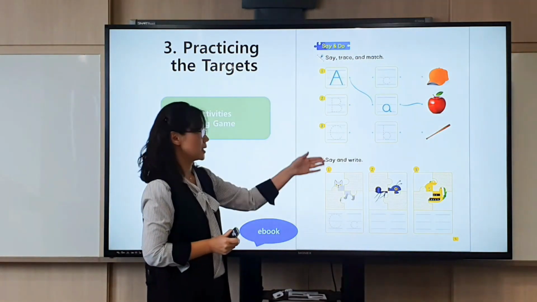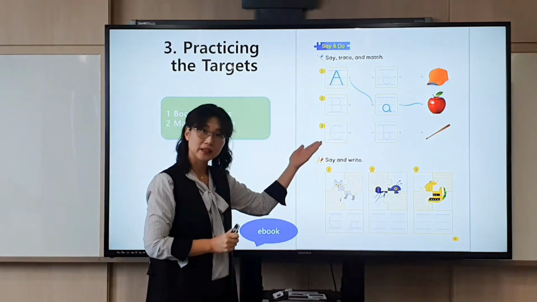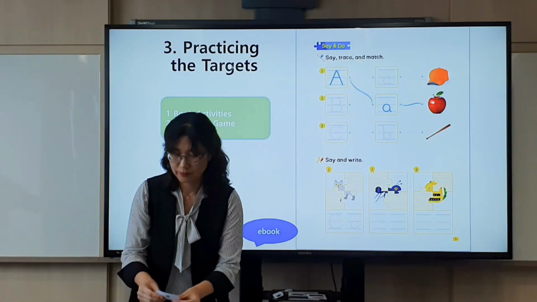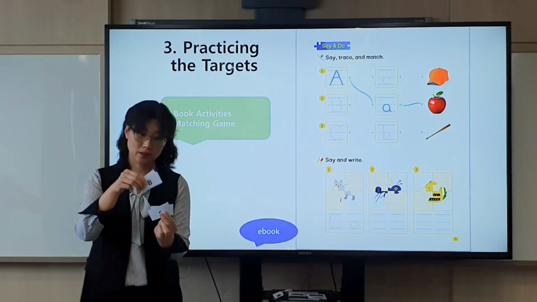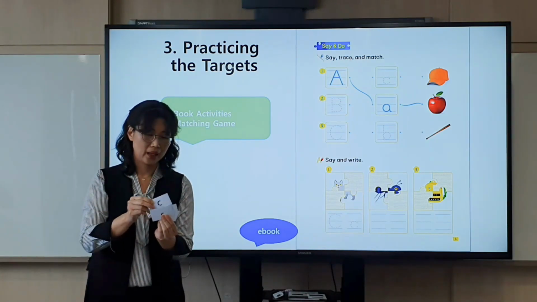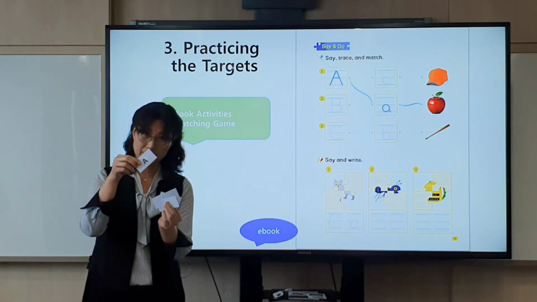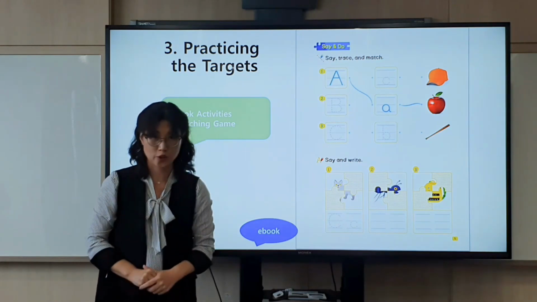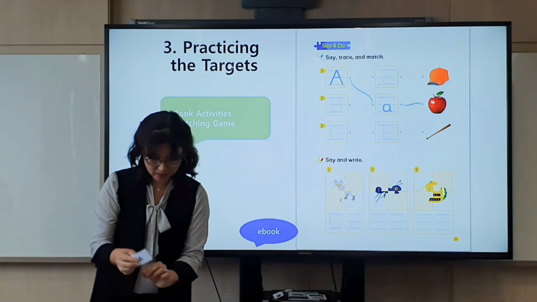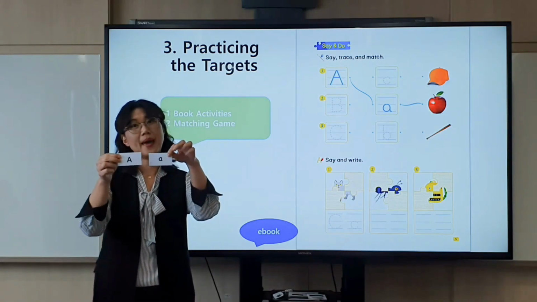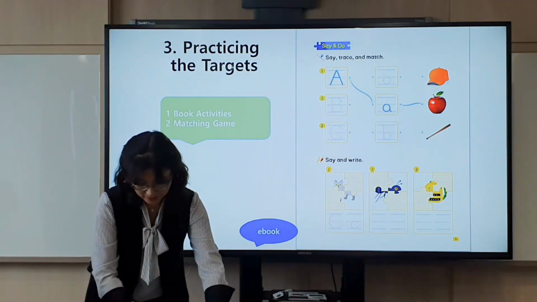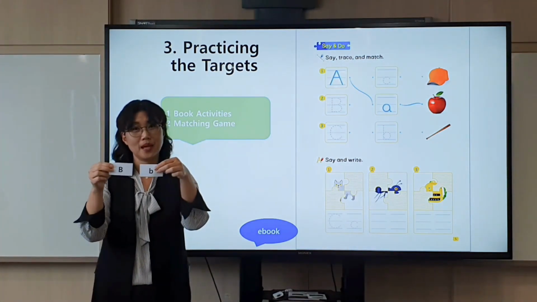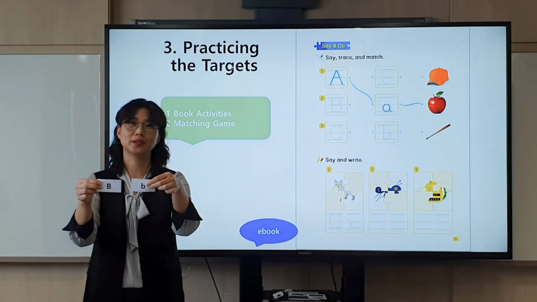And you can also do the matching activity. For the matching activity, you can use flashcards as well. You can use the alphabet cards. Here I have big A, small a, and big B, small b. You can mix the cards and then ask students to find a match. If they find this one and this one, then it's a match. And then find this and this, it's a match. And then you can ask what sound.